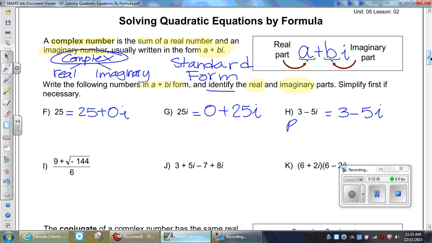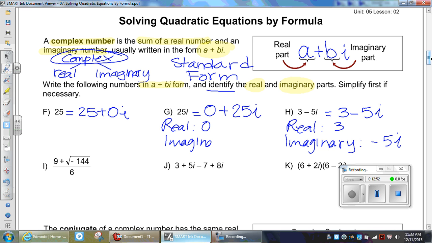I guess we could do this one. The real part is 3, the imaginary is negative 5i. Right here, the real part is 0. The imaginary is 25i, positive. Right here, the real is 25, and the imaginary is 0i.